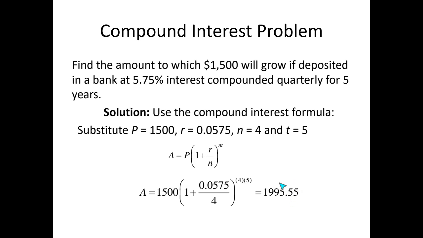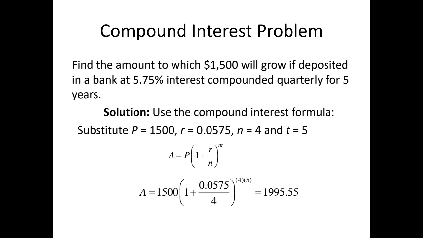Okay, if you notice, it didn't grow that much, right? About $495. And that's why I said earlier, you don't want to use this vehicle for retirement, because in 5 years, you only got about $400. So there are other vehicles you can use, like annuities and so on.